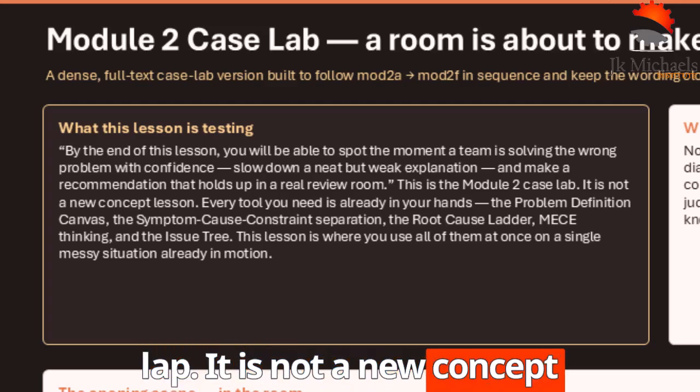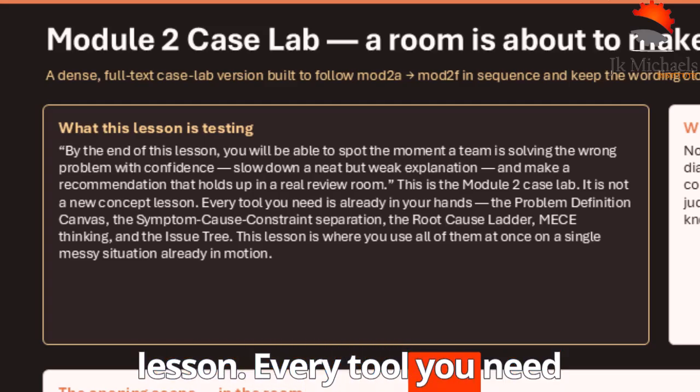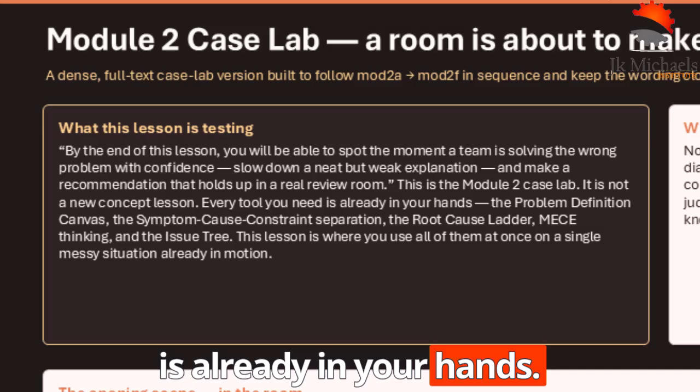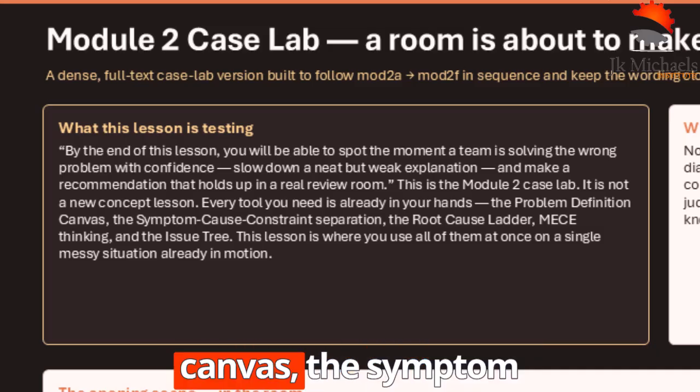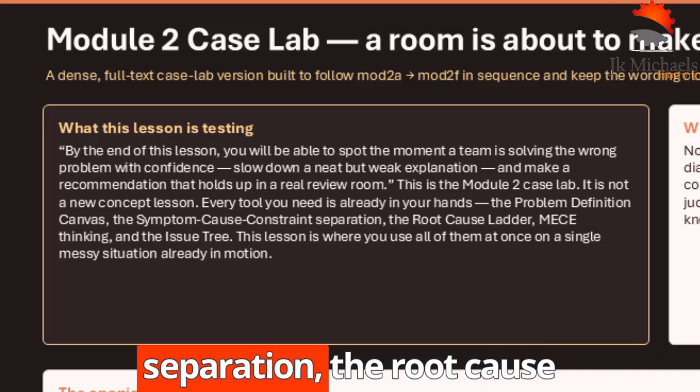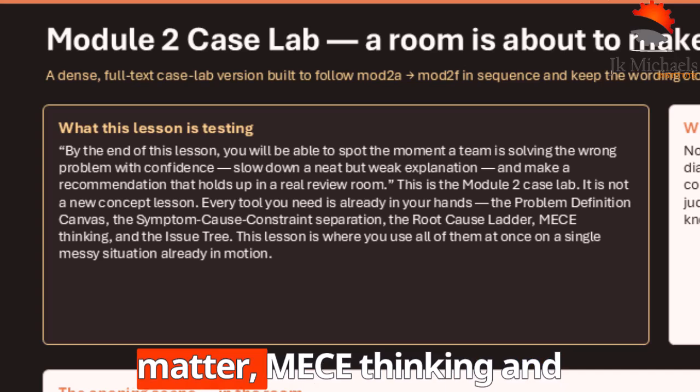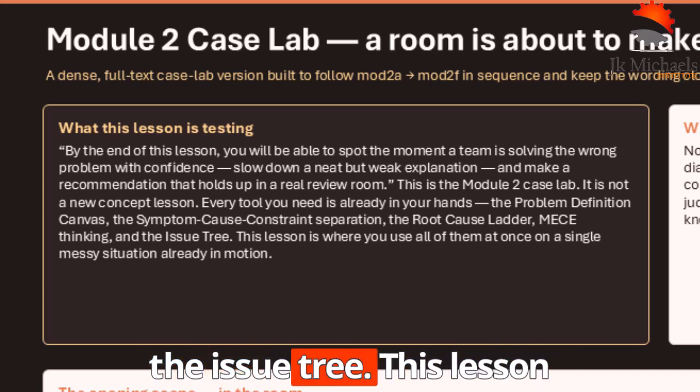It is not a new concept lesson. Every tool you need is already in your hands. The problem definition canvas, the symptom cause constraint separation, the root cause ladder, MECE thinking, and the issue tree.